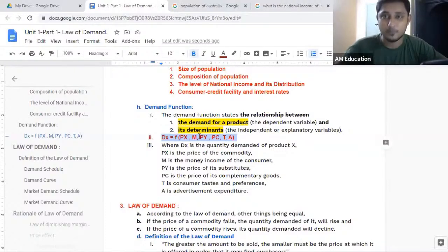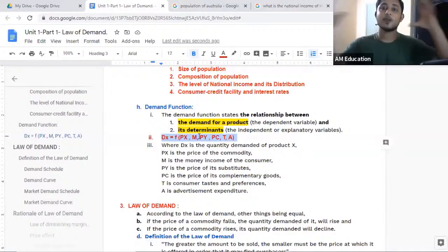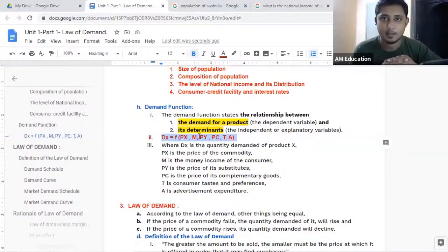Say 10,000 phones or 2 lakh cars or 10 lakh kgs of rice. What is the demand for the rice this year? 10 lakh kgs of rice. How did you tell that? All the functions of its determinants. Cool? So it is telling the relationship between the demand and the function of its determinants, a demand function.